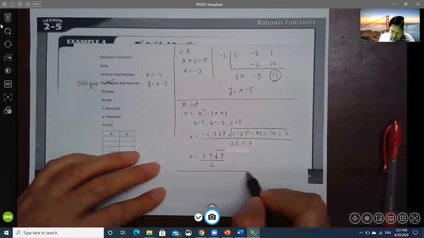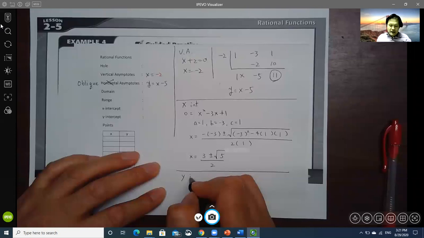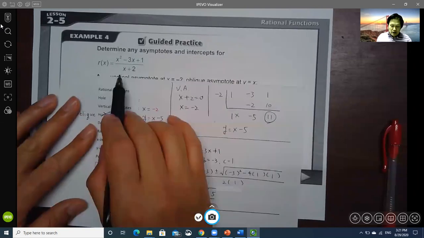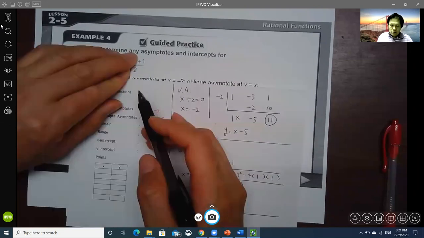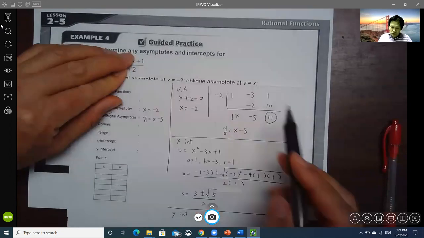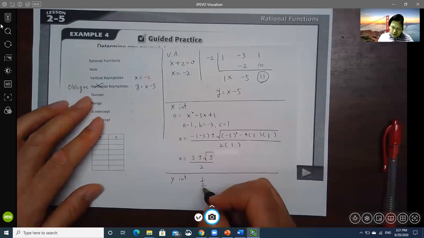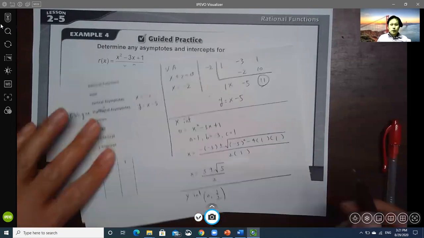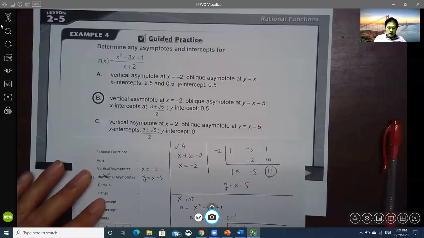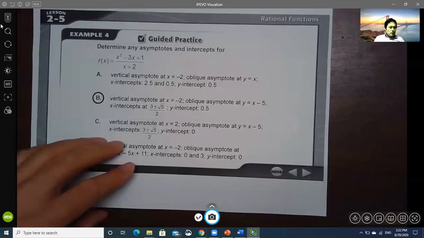Y-intercept: you plug in x as 0. X is 0, so all of that is 0. You get 1 over 2. So the y-intercept is 0, 1 over 2, which is 0.5. Okay.